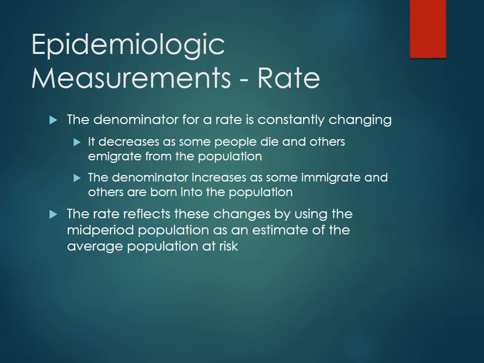So looking at rates, the denominator we know is going to be constantly changing. It can decrease as some people die and others emigrate from the population. The denominator could increase if some people move into the population, immigrate in, or others are born into the population. So again, you can see that your denominator changes over time.